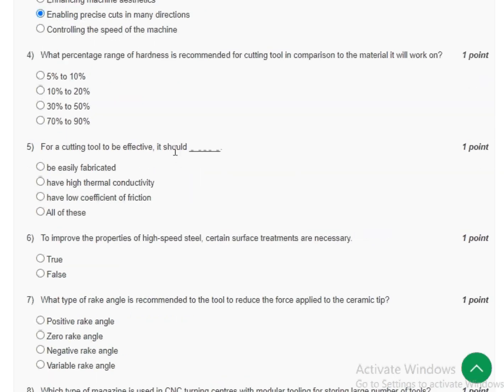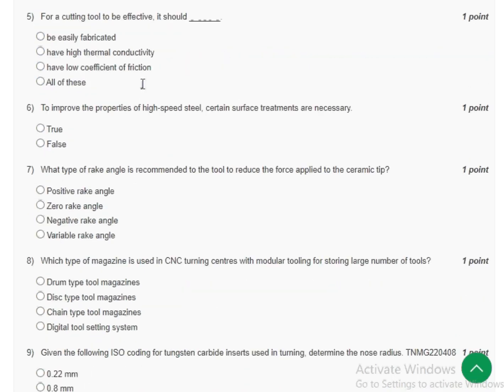Question 4. What percentage range of hardness is recommended for a cutting tool in comparison to the material it will work on? Option 3 is correct, 30 to 50%. Question number 5. For a cutting tool to be effective, it should be easily fabricated, have high thermal conductivity, have low coefficient of friction. All the options are correct. So the fourth option, all of these, is correct for the cutting tool.